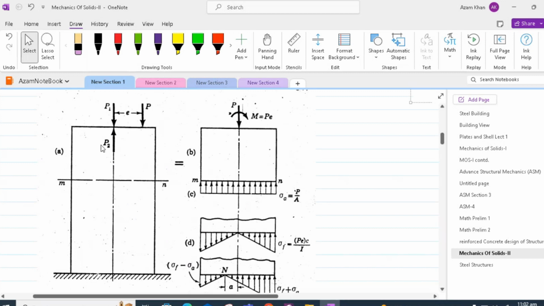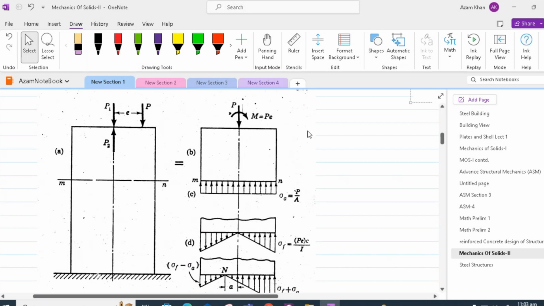Thus, the two opposite P forces will cause a couple, and we would have the load in the same direction as P remaining. Hence, we have the load P and the moment PE being transferred to the centroid of the cross section. Now, we can appreciate that this is a problem of combined stresses because we have an axial load and a moment applied on the cross section.